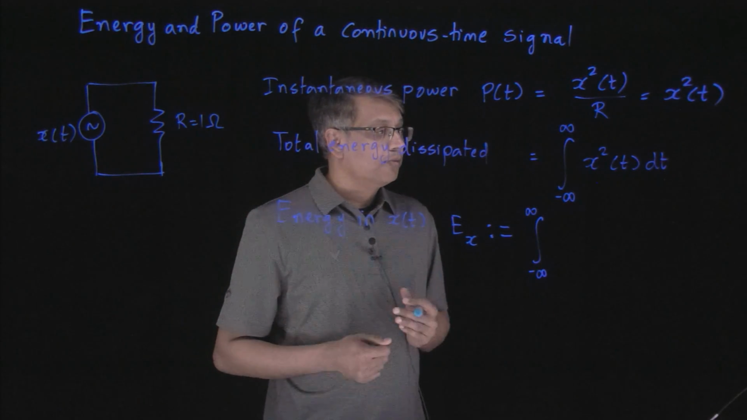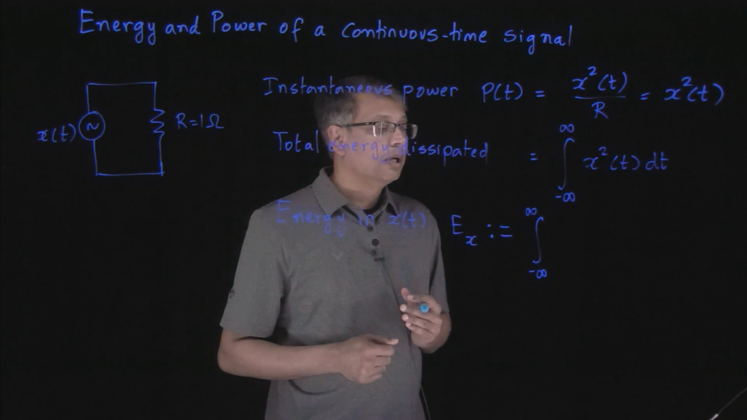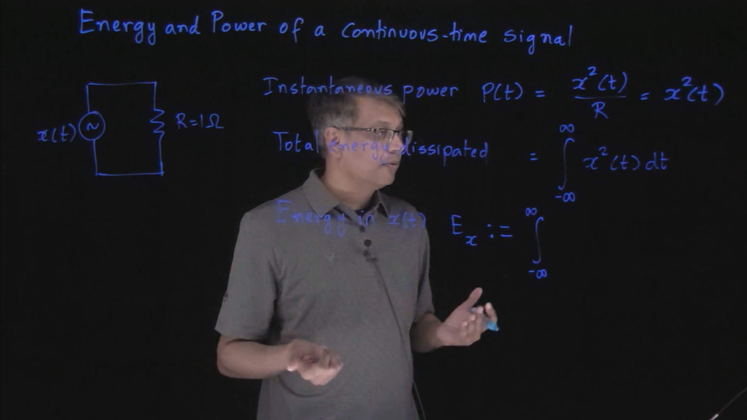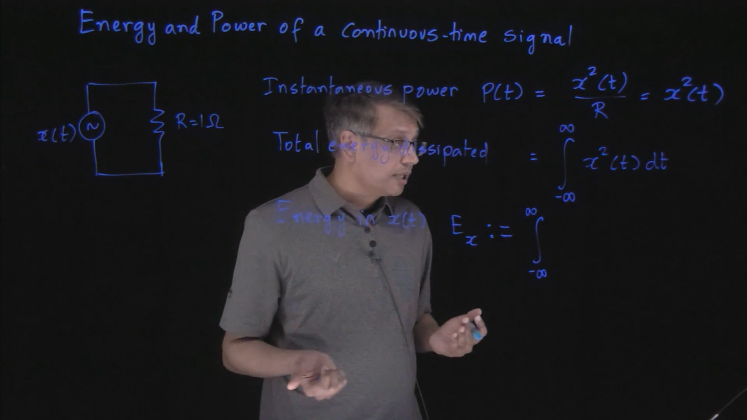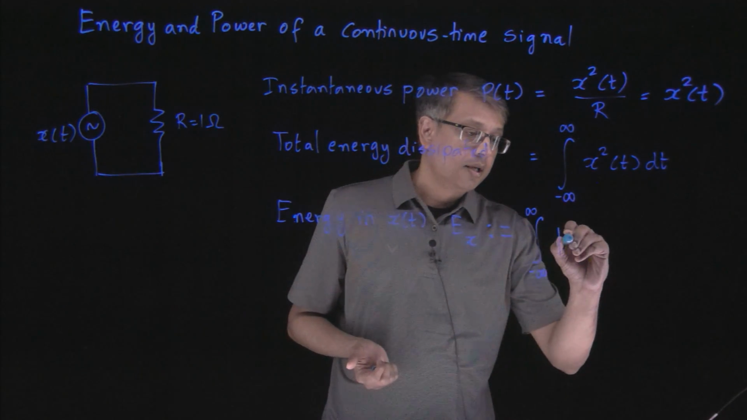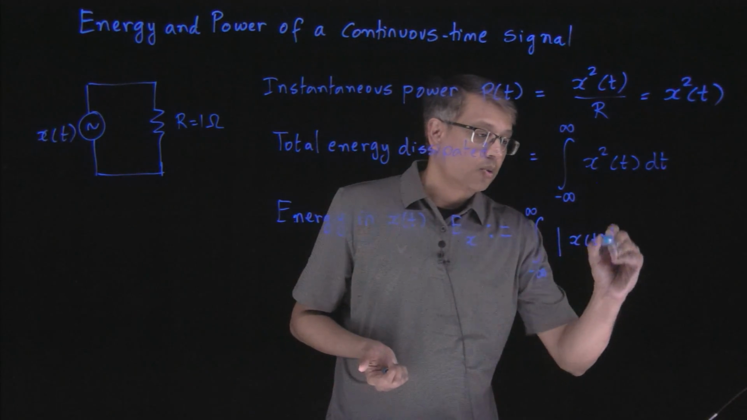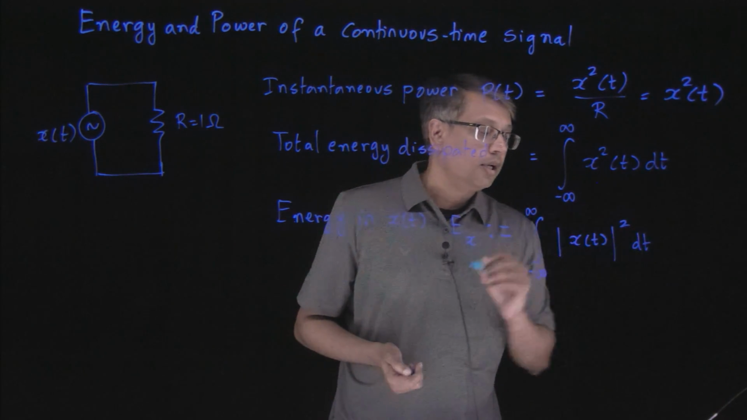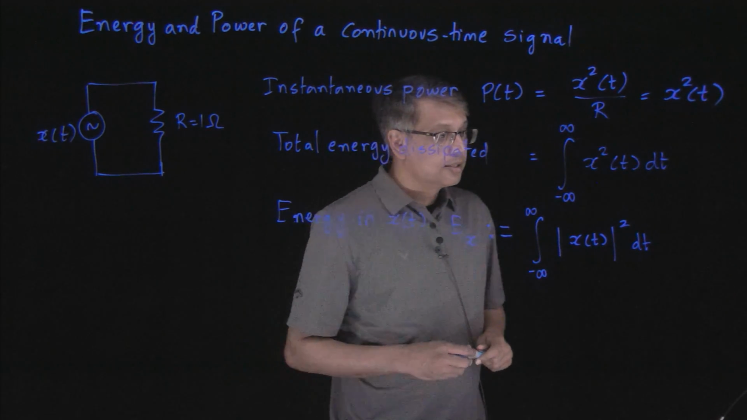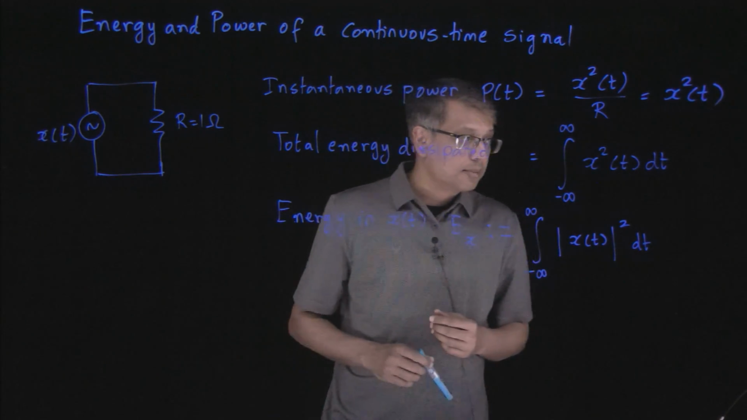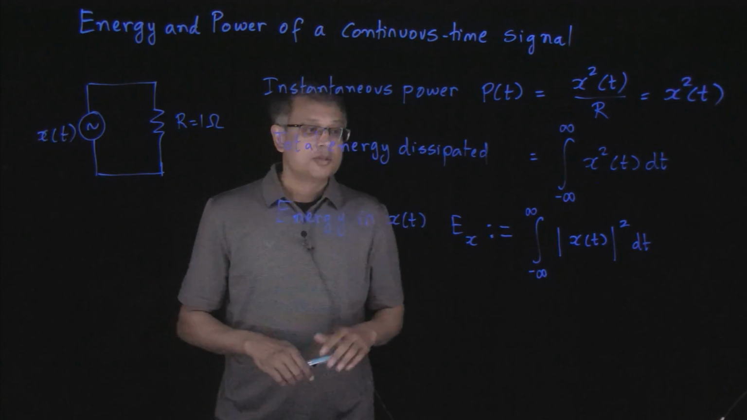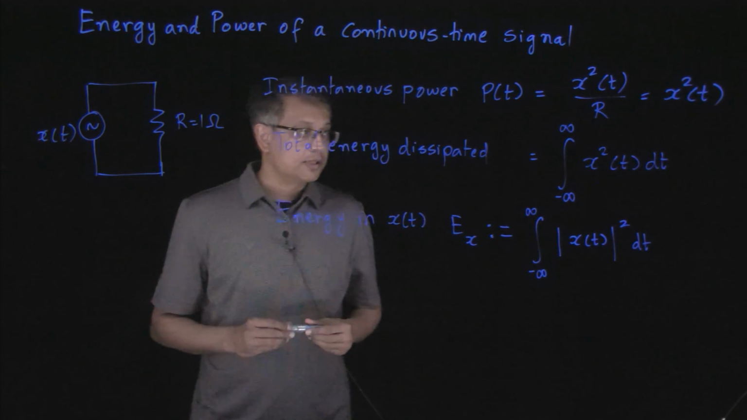But as we have said before, in this class, we are typically interested in a slightly more general framework where x of t could be a complex signal. And in this case, we will define the energy as the integral of the square of the magnitude of x of t dt. And indeed, when x of t is real, this will turn out to be exactly the same as x squared of t dt. So that's going to be our definition of the energy of a signal.